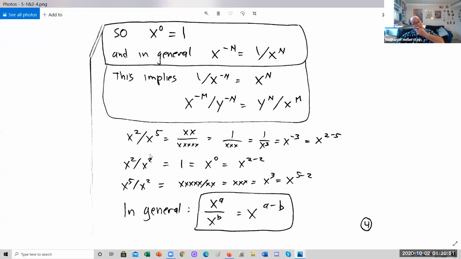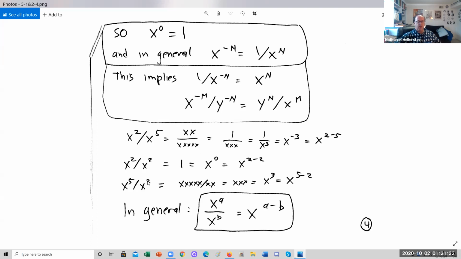Now we can use this to define general ratios of powers. For example, we'll take x squared over x to the 5th, x squared over x squared, and x to the 5th over x squared. x squared over x to the 5th, that's 2 x's divided by 5 x's. Cancel 2 of them, you get 1 over 3 x's. That's 1 over x to the 3rd, that's x to the negative 3. We get negative 3 from 2 and 5 by subtracting, x to the power 2 minus 5. x squared over x squared, that's 1, which is x to the 0. That's x to the power 2 minus 2. So again, we subtract the powers.